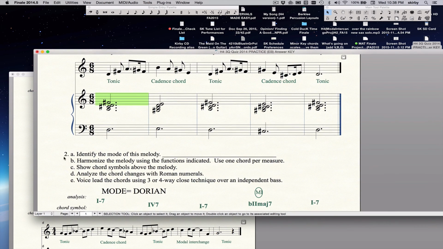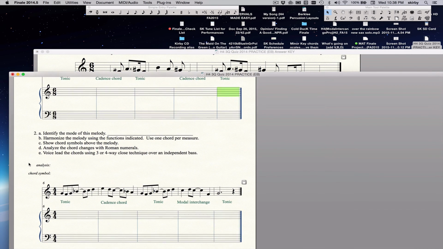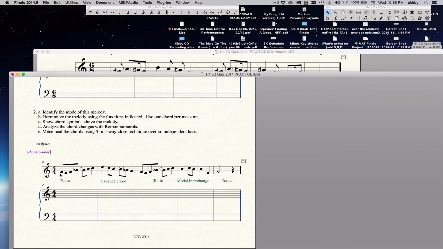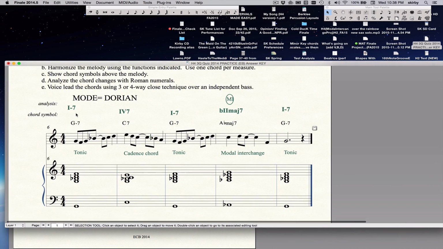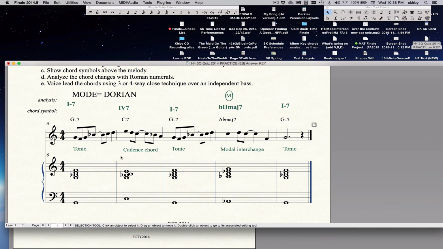Okay, let's go to the next one. The next one, same process, listen to the mode, but this time you also are going to have to write one modal interchange chord. You can hear that that's the tonic, G, so you figure out the notes, you figure out that it's G Dorian. Go through the same process as before.